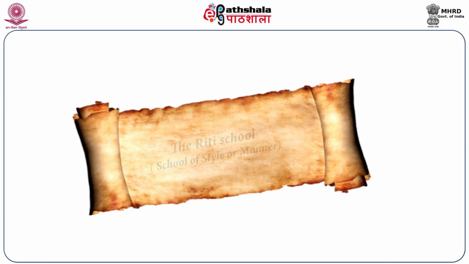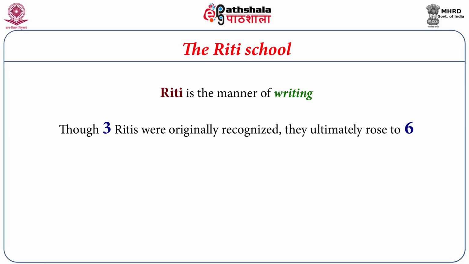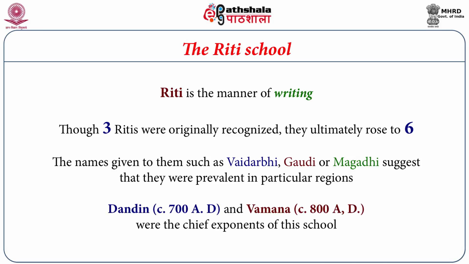Next, we will find out what is the actual theme of Riti school. As I already told you, Riti means the style or the manner by which a poet writes the poem. In the manner or the style, there are different varieties of expressions which are called styles. They are named as Vaidarbhi, Gaudi, Magadhi, that were already available prior to Vamana. And Dandin and Vamana happen to be the chief exponents of this school. The names given to the Vaidarbhi, Gaudi or Magadhi suggest that they were prevalent in particular regions.